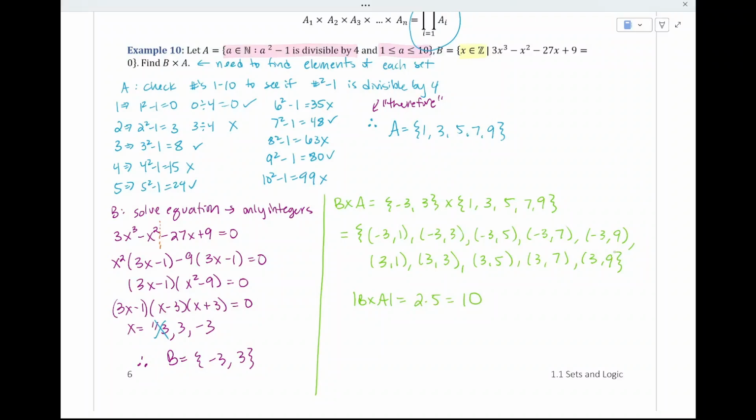If I count my elements, I can see 10. Doing this cardinality check at the bottom is a great way to check, did I get every possible pair or did I miss one? Because there's supposed to be 10 and I can see that I got 10. Okay, that is the end of this section.